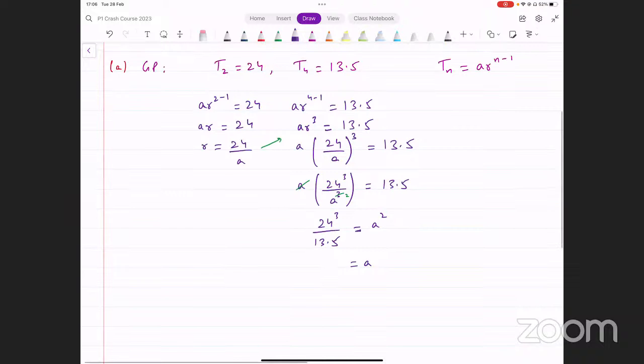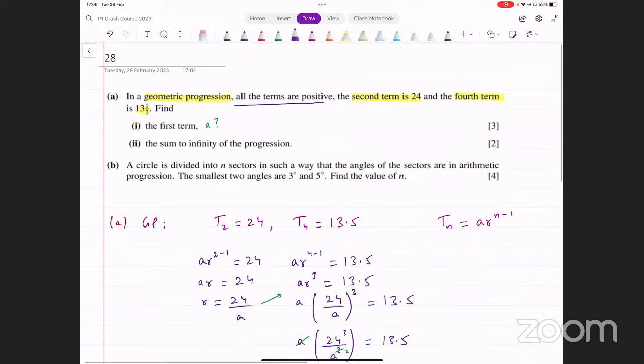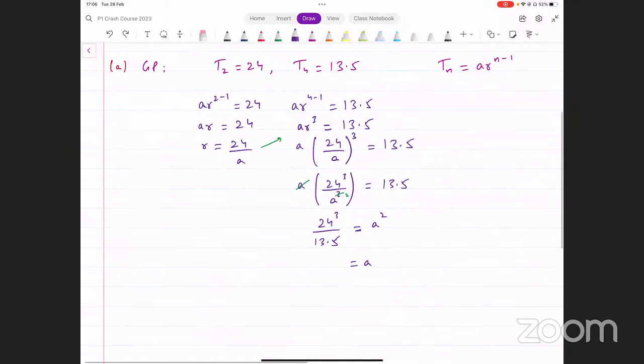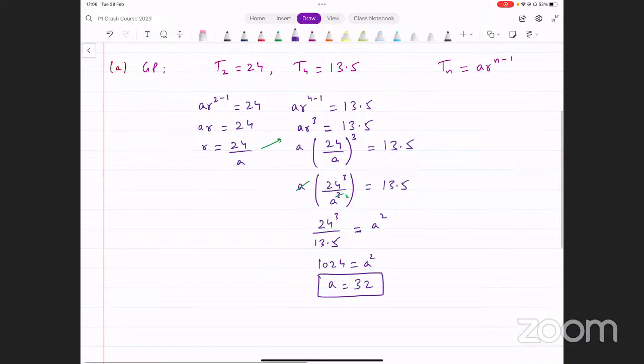Now remember, it says in the question that all the terms are positive. It means when we take the square root here, we don't have to put plus minus. We generally always put plus minus whenever we are taking a square root, but here, since we know that the value of A must be positive, we don't have to. On the left side, we're actually getting 1024, and when you take the square root of that, that gives us 32. So the first term, therefore, is equal to 32. That's the first part.